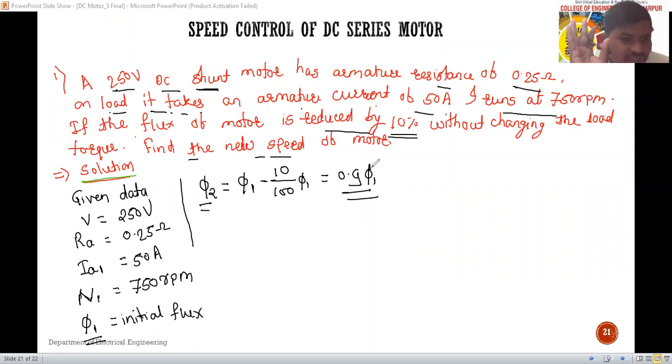At this situation we want to calculate the speed. In this situation, what do we have to do? Calculate the speed, that is, we want to calculate the speed n2. Getting it? All of you understand the given data? Hello? Yes, sir.